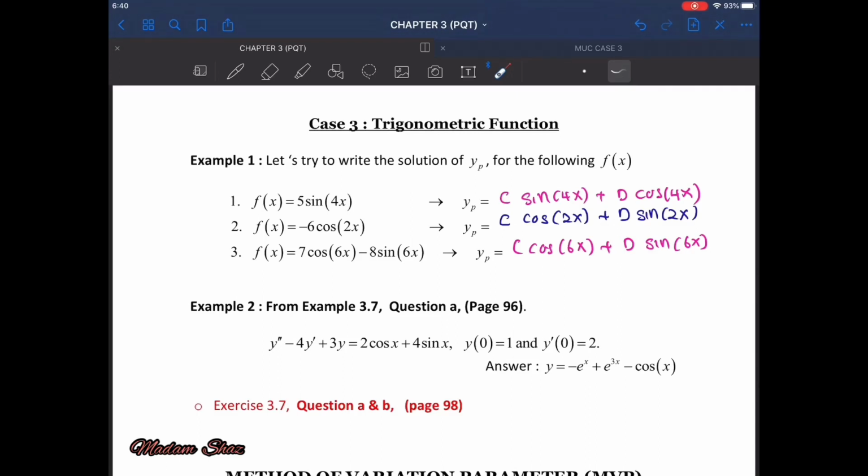So you have to understand that in order to write your yp for case 3, you must have trigonometric terms in sine and cos. Either you arrange sine at the front or you arrange cos at the front. It only involves two trigonometric functions, sine and cos.